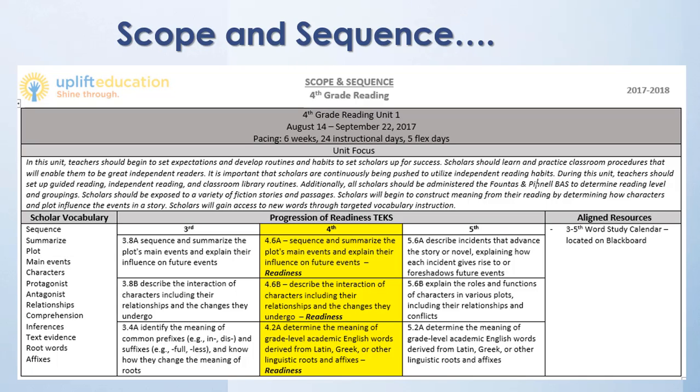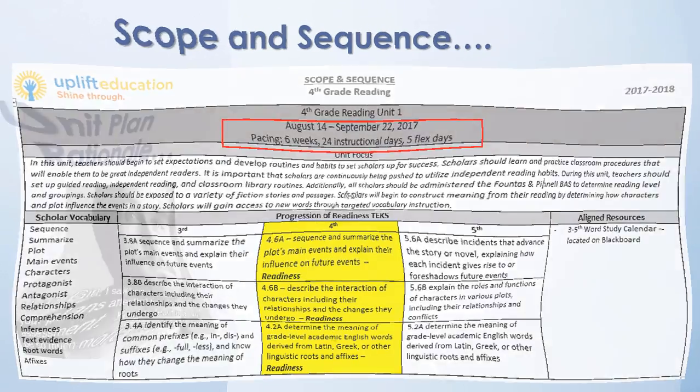This important document is located on Blackboard under the Curricular Resources tab. I suggest that you go over this planning tool and familiarize yourself with the many different components. For this preview, we will focus on pacing. There are a total of 6 weeks, as well as 24 instructional days, with 5 flex days to end Unit 1. In the next slide, I will address skills that will be taught during the 24 instructional days, as well as how to pace for each skill. Later on in the preview, I will give some suggestions for flex day planning.